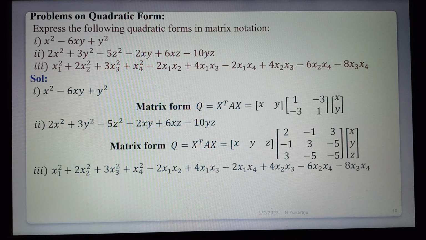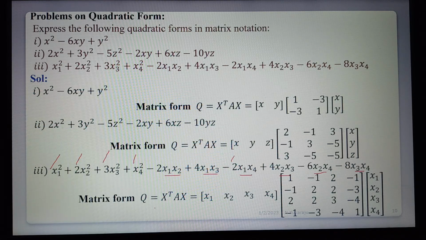Okay, the second one. Next, the third one: x1, x2, x3, x4, four variables, and the coefficient matrix will be a 4x4 matrix. What are the diagonal elements of the coefficient matrix? Here see the coefficients: 1, 2, 3, 1, all of these are diagonal elements. Next, x1x2 means the a12 and a21 coefficient, x1x3 the a13 and a31 coefficient, x1x4 the a14 and a41 coefficient. x2x3 means a23 and a32. Next x2x4, a24 and a42, x3x4, a34 and a43. We take half of all these coefficients. So that is the matrix notation Q equals X transpose A X.